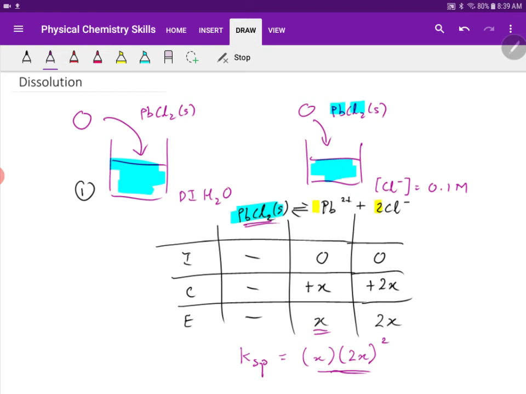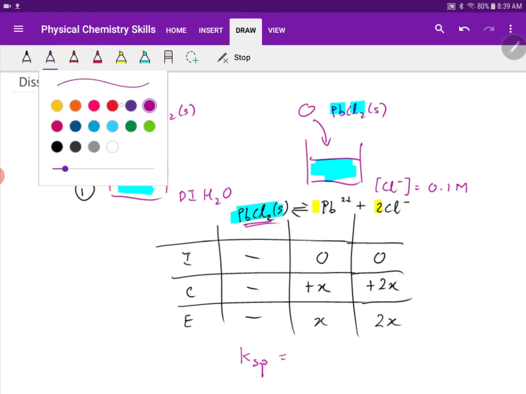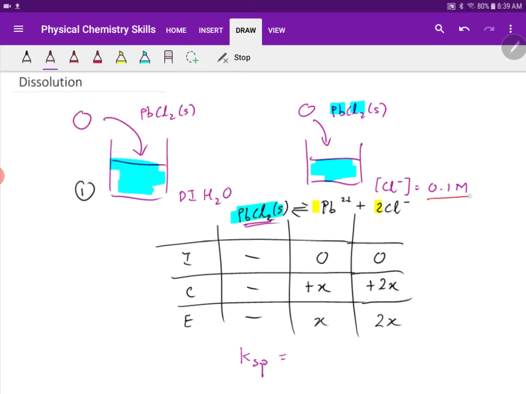Whereas in the second case, this is a common ion effect. In this example, we started off with a solution of 0.1 mol per dm cube of Cl-. So I'll start with 0.1 here, and as usual there's no Pb2+ in the solution. As the solid starts to dissolve, there will be plus x and plus 2x over here. This is x, this is 0.1 plus 2x, and since the dissociation is very small, the 2x is negligible in most cases.